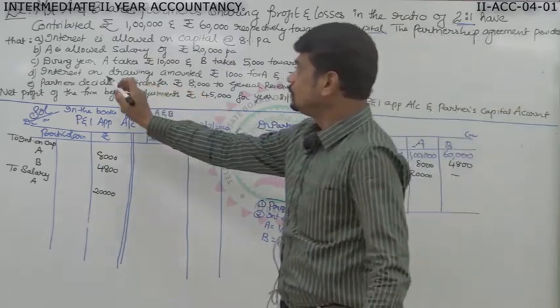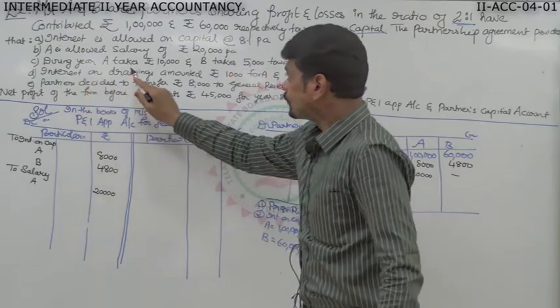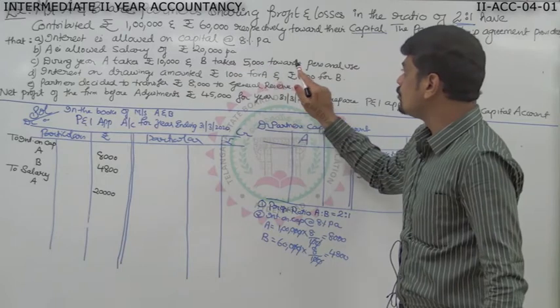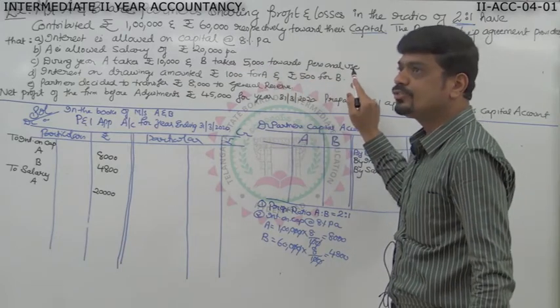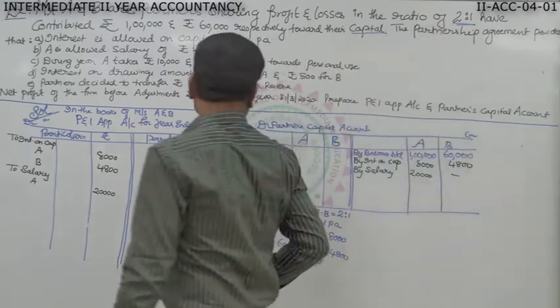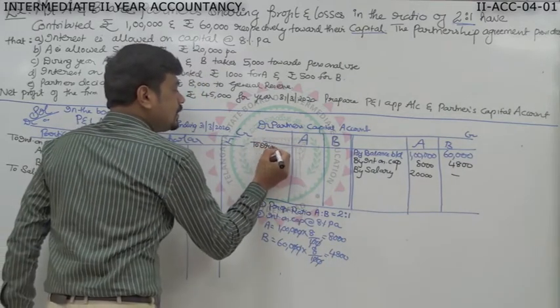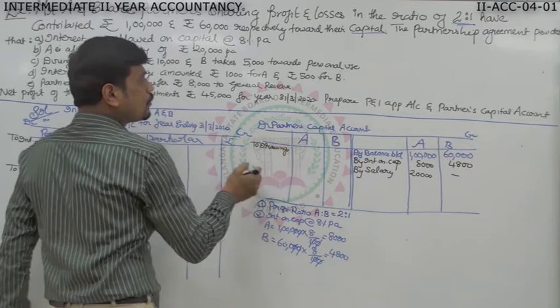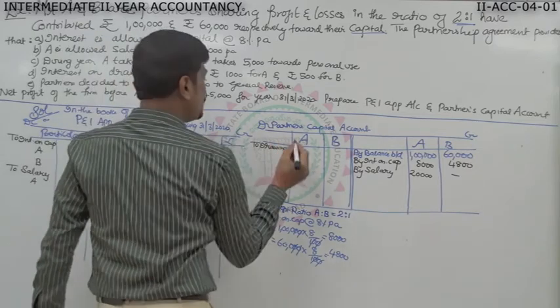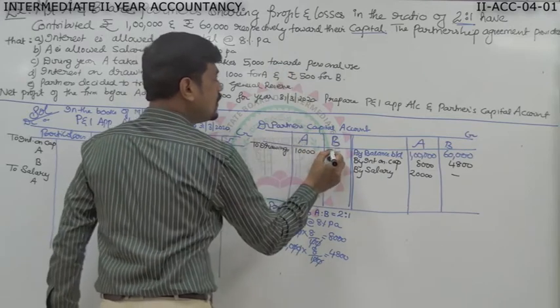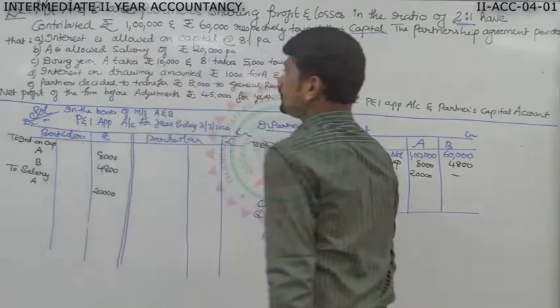Then during the year, A took 10,000 and B took 5,000 towards personal use. That means drawings. They are withdrawing the money. Drawings will be debited to partners' capital. Only one effect of this. By drawings, A has withdrawn 10,000 and B has withdrawn 5,000.